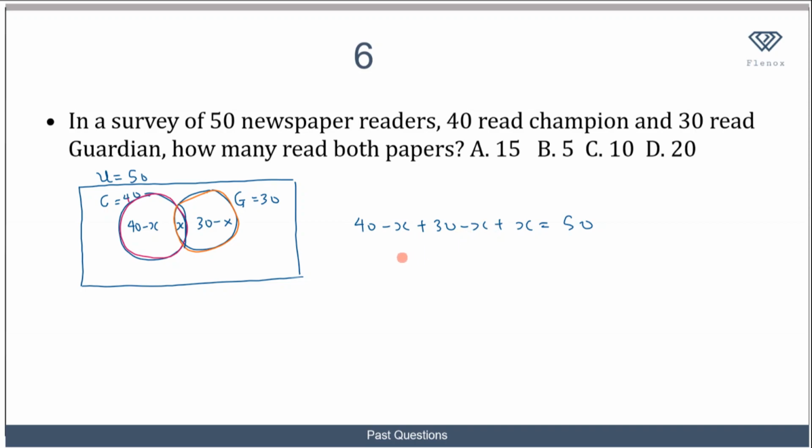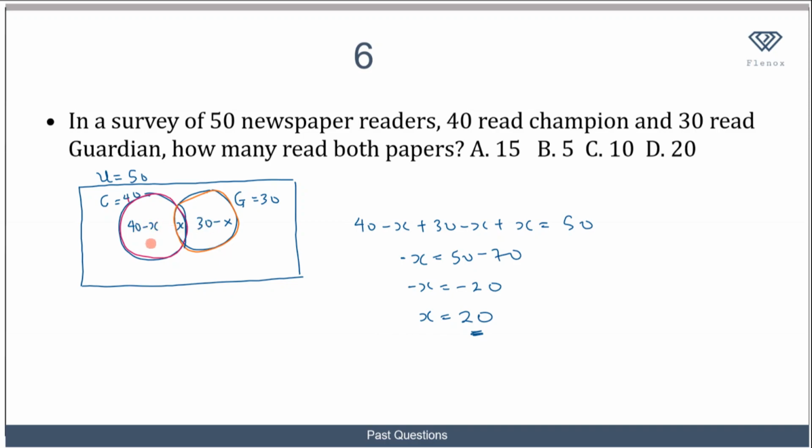So I know that minus x is equal to 50 minus 70. So minus x is equal to minus 20. I know that x is equal to 20. So x represents the number of people that read both newspapers, and I found that value to be 20. So 20 read both newspapers.